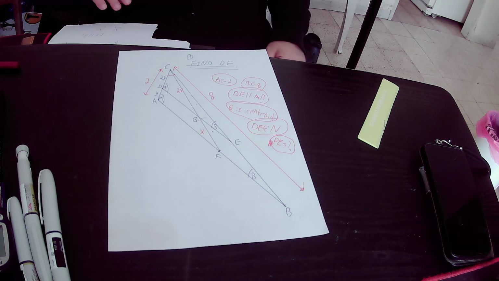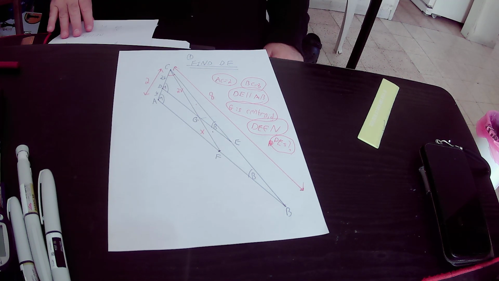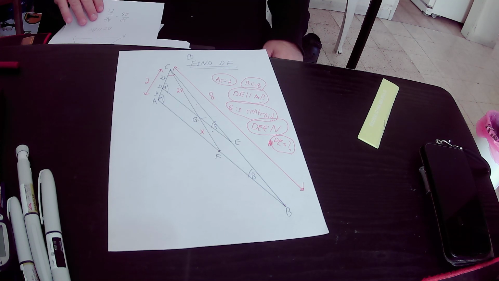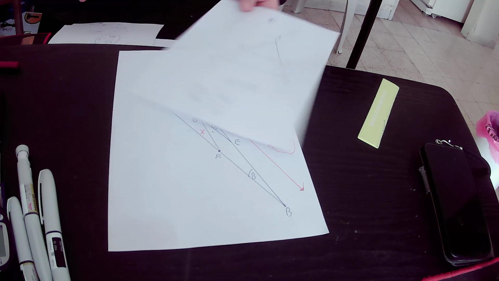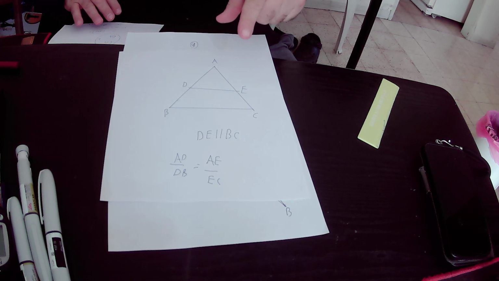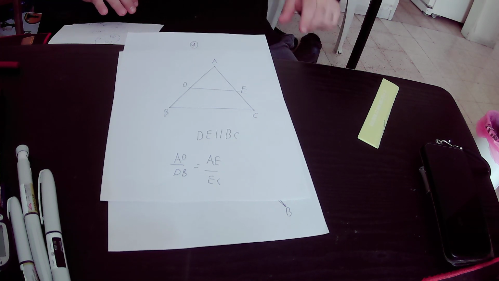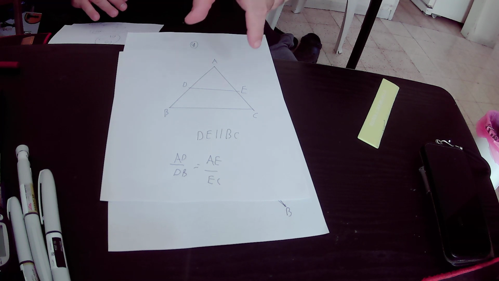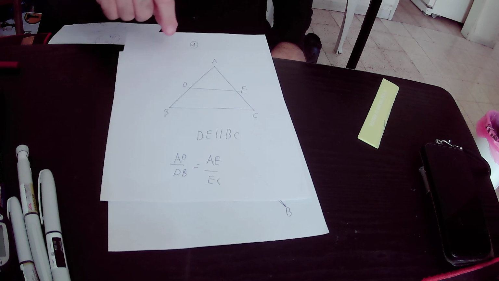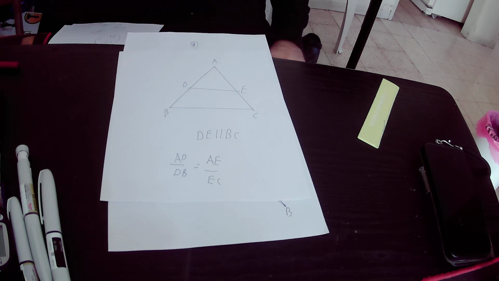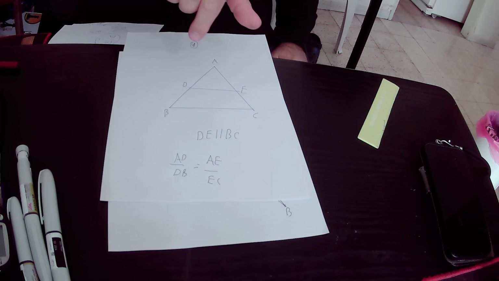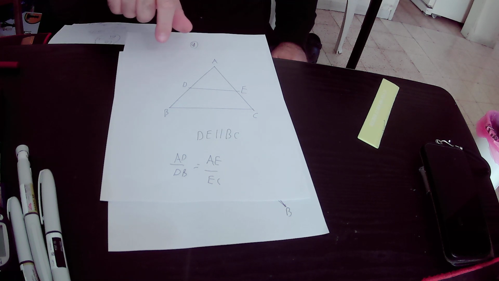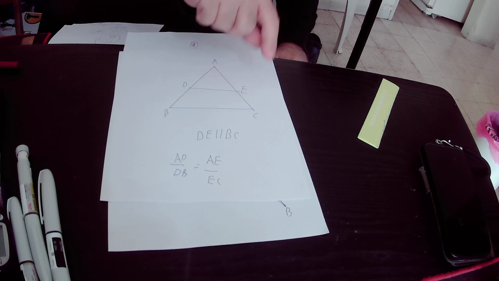Okay, and we have another rule that in any triangle ABC, which can be any triangle, if DE is parallel to BC, then AD over DB equals AE over AC. Again, if in triangle ABC, which can be any triangle, we know that DE is parallel to BC, then AD over DB equals AE over EC.